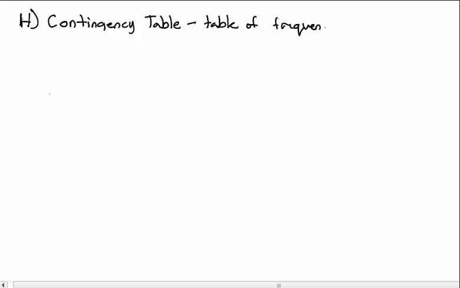All right, so that wraps up some examples, just straight calculating probabilities. I want to look at, though, how we can calculate probabilities off of this thing called a contingency table. And a contingency table is just a table of frequencies and totals.